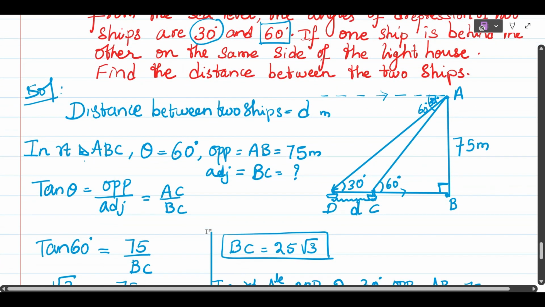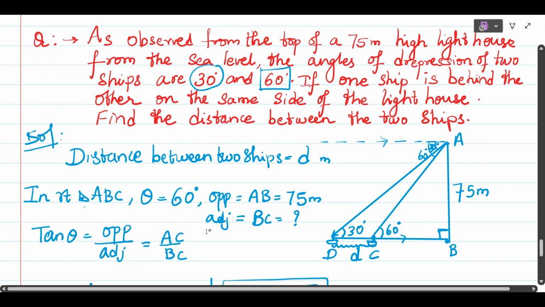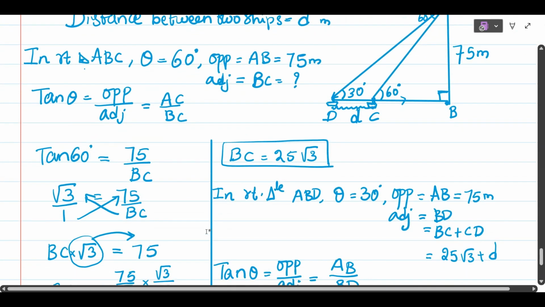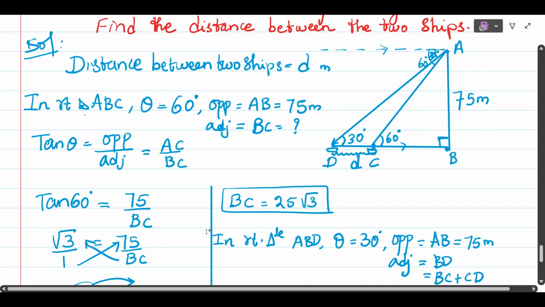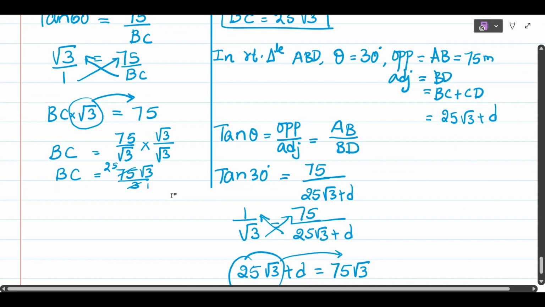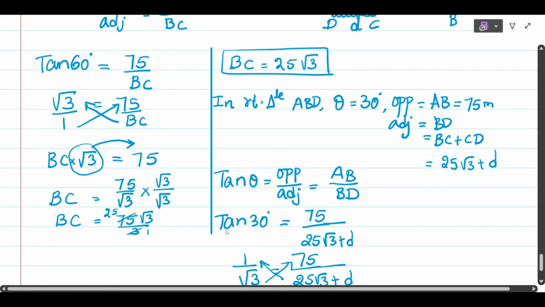So try to read the question in a careful way and draw the diagram according to the sentences given. Okay. And after drawing the diagram, check what are the two right angled triangles you are having. Take the trigonometric ratio and solve. Is it clear? But you have to know the values of tan 60 and tan 30. So tan 30 is 1 by root 3 and tan 60 is root 3. Okay.